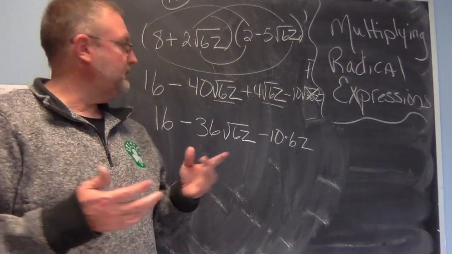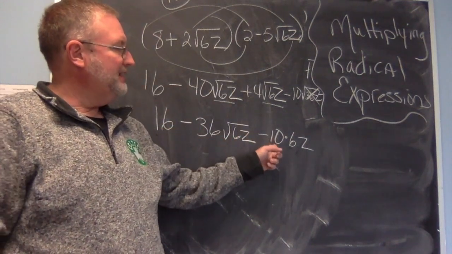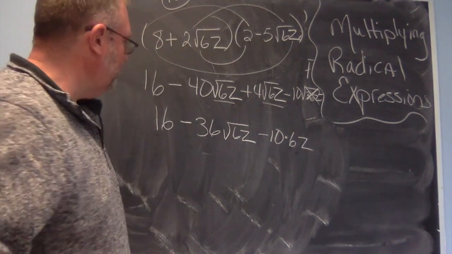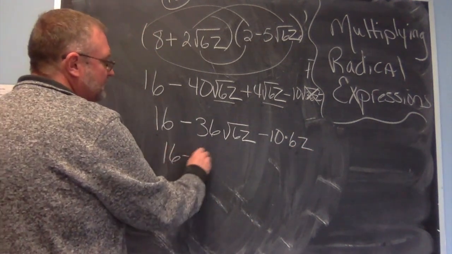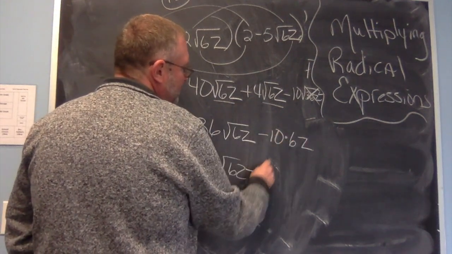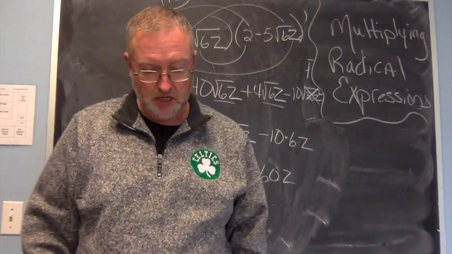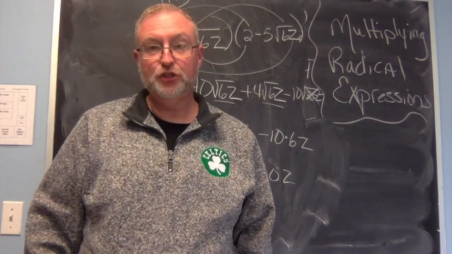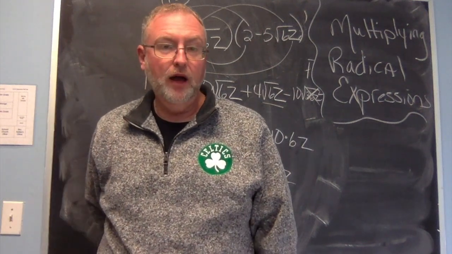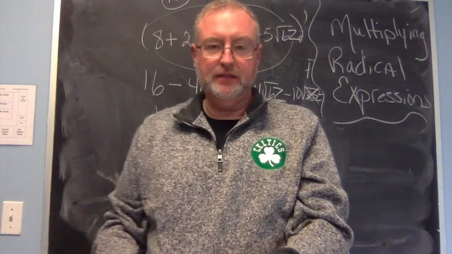So looking at this now, we have 16 minus 36 square root of 6z, minus 10, 6z. Again, you're just going to have 16 minus 36 square root of 6z. Negative 10 times 6 is negative 60z. And that's the answer, right? Nothing else you can do with it, so there you be. If you want to look at it with me, here's your work, and I'm all done for today.